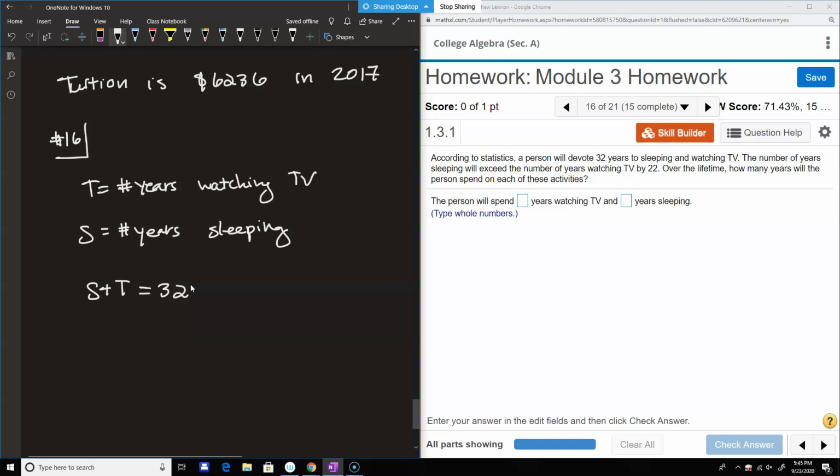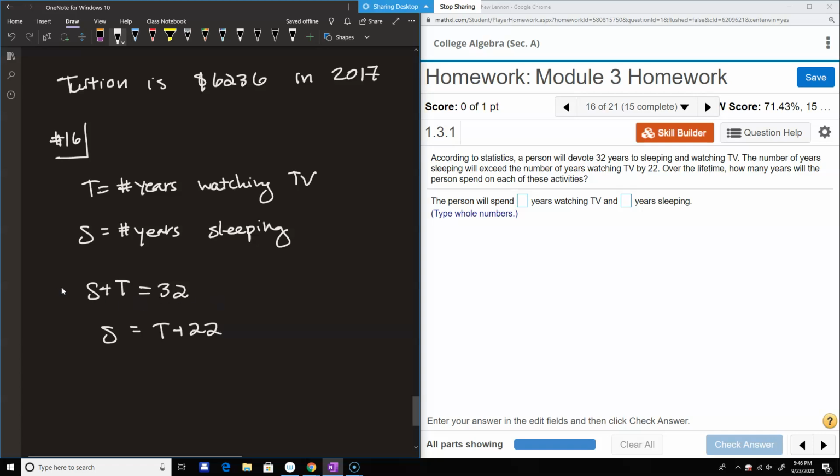And then let's go to the next sentence. The number of years sleeping will exceed the number of years watching TV by 22. So that means sleeping is the bigger number. So if you add 22 to the TV number, you get S. Right? So this is telling me S is equal to T plus 22. Right? If sleeping is the bigger number and you add 22 to TV, they should be the same.